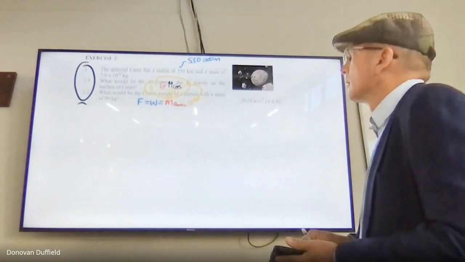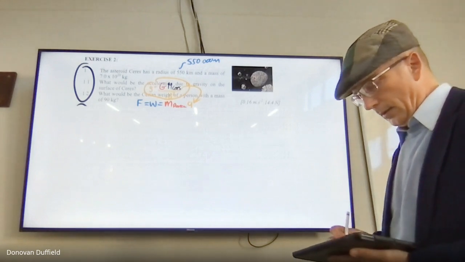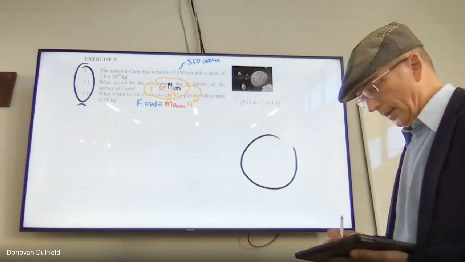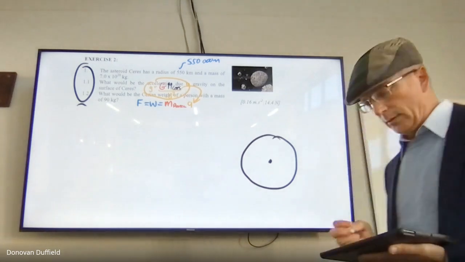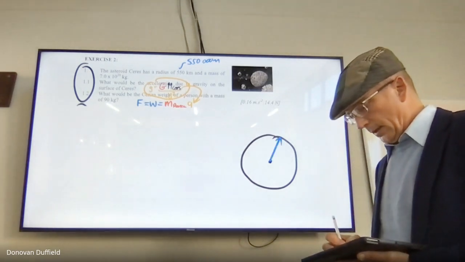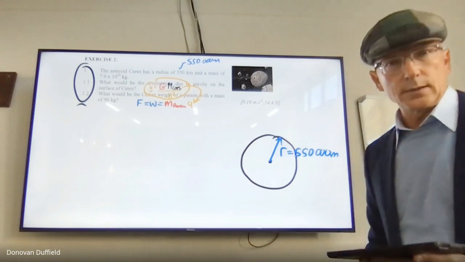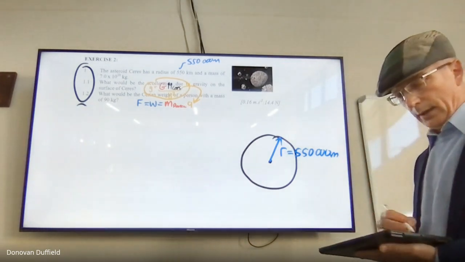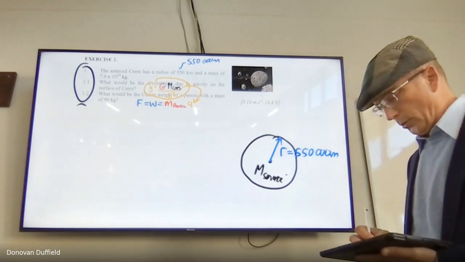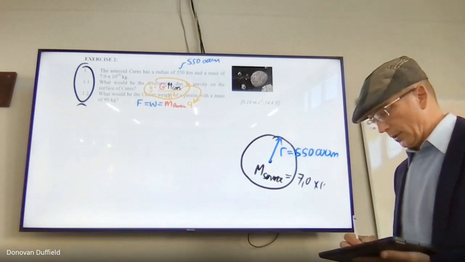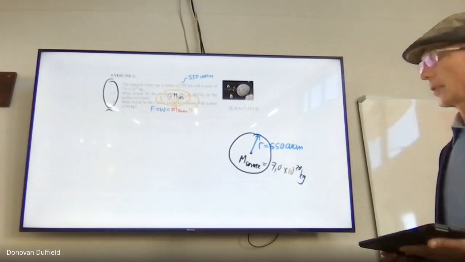So there we go. Ceres has a radius of 550,000 meters. Okay, so there is Ceres. It's an asteroid. We're assuming it's spherical. Asteroids are not perfectly spherical. It has a radius of 550 kilometers, but we have to work with distances in meters. We are told that the mass of Ceres, which is the source of the field, is going to be 7 times 10 to the 20 kilograms. What would be the acceleration due to gravity on the surface?